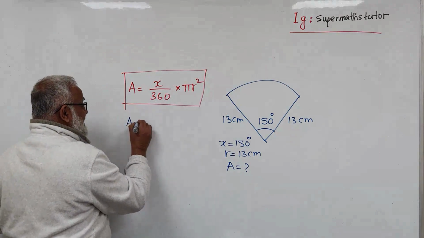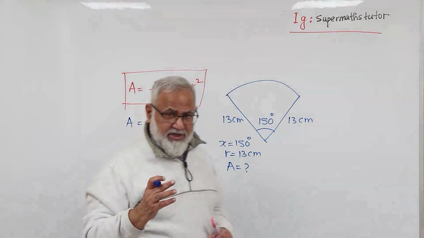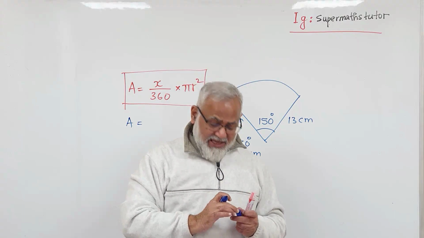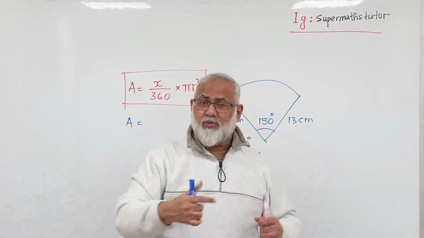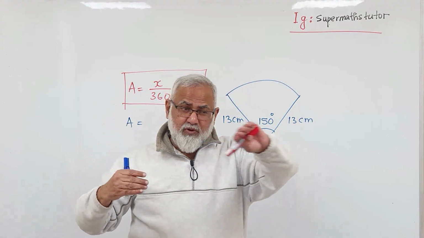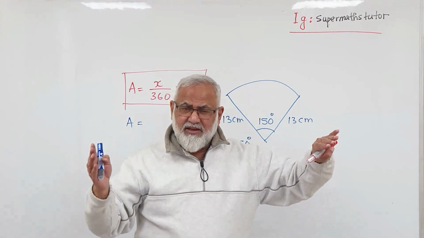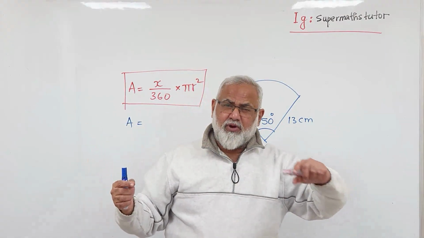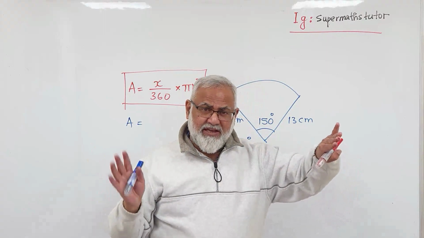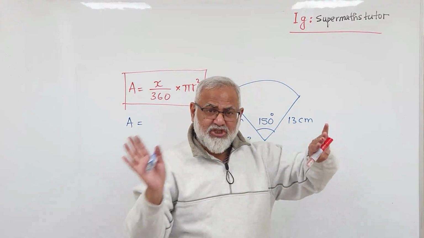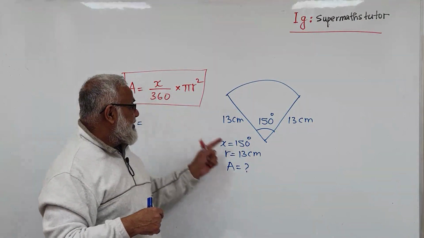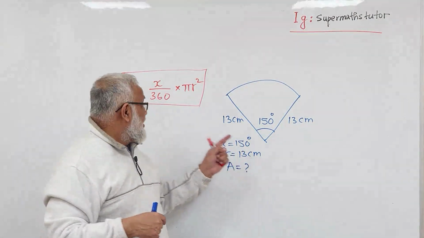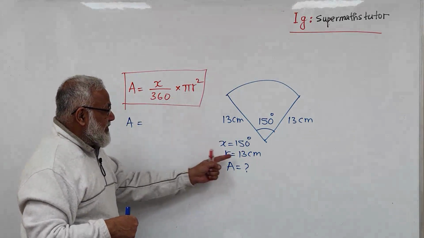Substitute. Substitution is an art in mathematics. How to substitute? Just like in football and other games, there is a substitute player. What is the function of a substitute? You remove one of the players, whatever the reason, as a technique or because he's hurt, and you put another player. That's a substitute player. We do the same thing here. We remove x and replace it by 150 degrees. You replace the radius and replace it by 13.